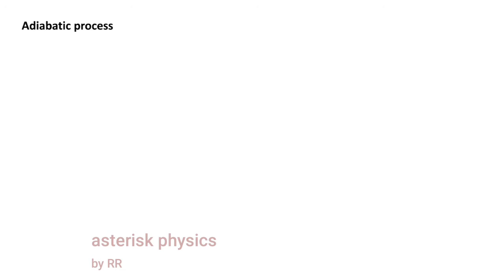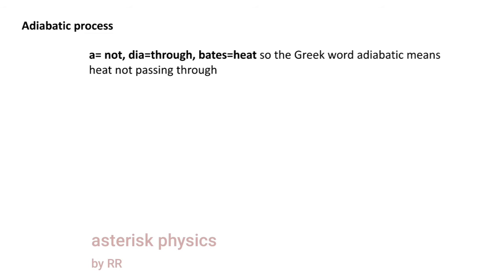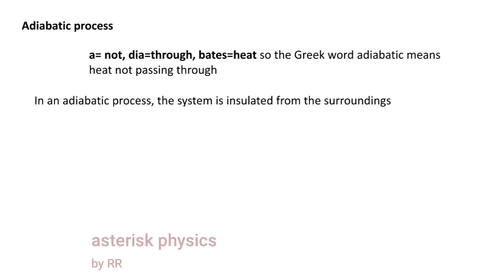Now let us see the adiabatic process. Let us see the word meaning of adiabatic. In adiabatic, a means not, dia means through, bates means heat. So the Greek word adiabatic means heat not passing through. That is, in an adiabatic process, the system is insulated from the surroundings, so that there is no heat exchange between the system and the surroundings. That is, delta Q equals 0.